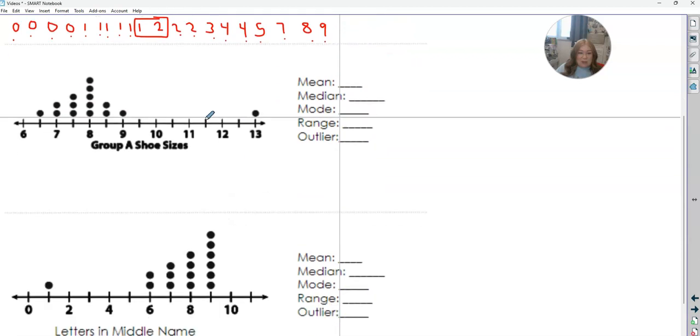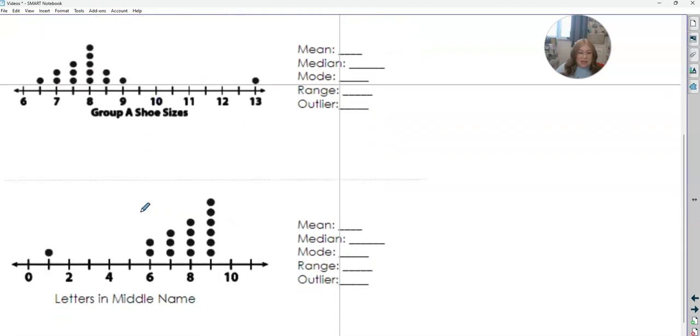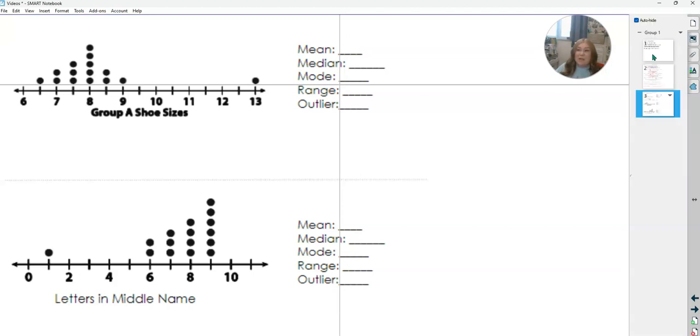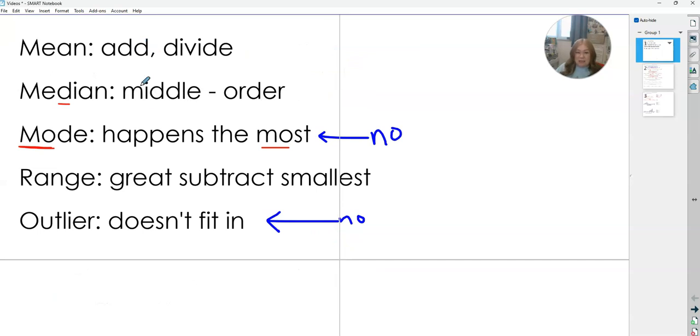So I want you to choose another dot plot to find the mean, median, mode, range and outlier of. So the very first thing you need to do is put them in order, least to greatest, and then go through, find the mean, the median, the mode, the range, and the outlier. If you're not sure what those mean, here's some ideas that can help get you started.